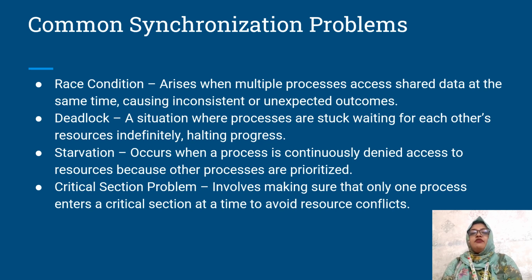Starvation. Starvation occurs when a process is continuously denied access to resources because other processes are prioritized. Critical section problem. The critical section problem involves making sure that only one process enters a critical section at a time to avoid resource conflicts.